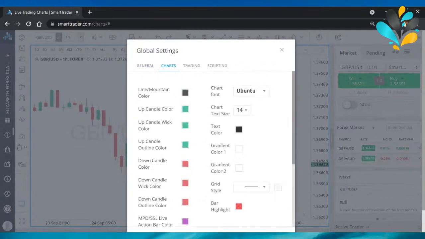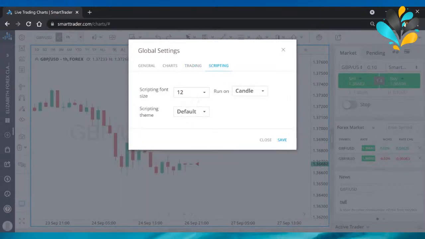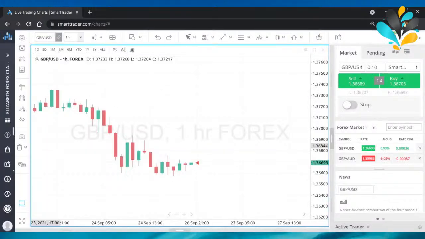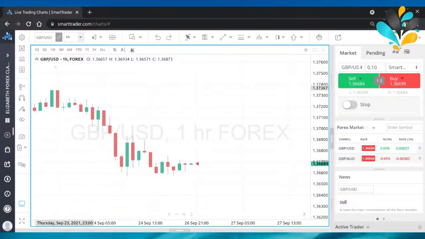If you want to change the color of your candles, then this is where you would do it. If you want to change what shows up when you are setting your trades and how the colors look, then you can do that as well. For scripting, if you want to change your font, your font size, whatever it is, then you can do that from here as well. You can see your partnerships, and you can also just sign out and sign into another account if you need to.